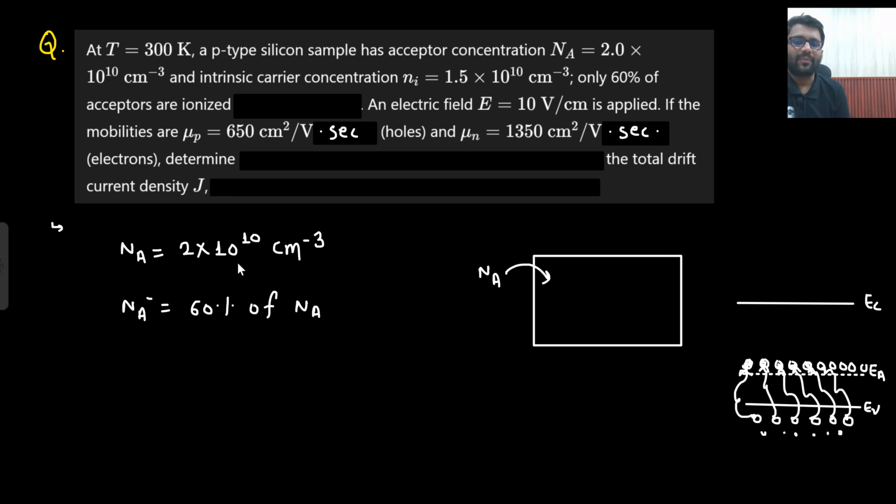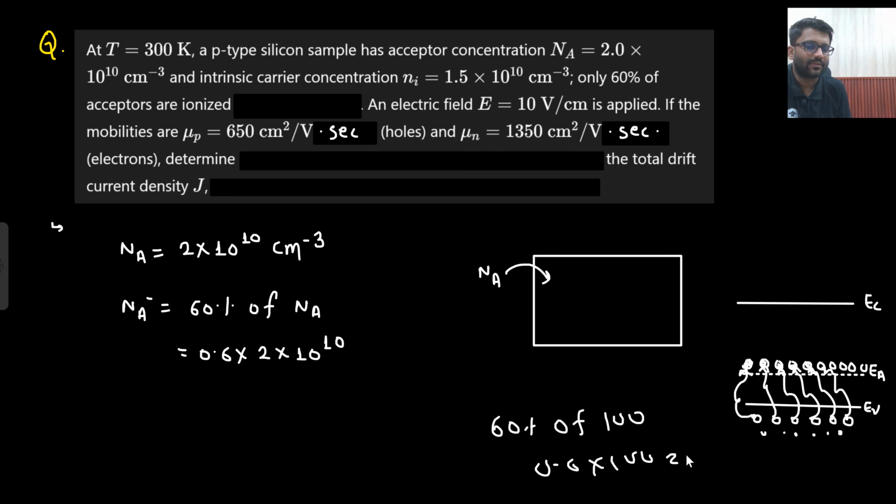So here also the same thing is happening. 2 × 10^10 acceptor atoms you doped, but only 60% of the acceptor atoms are useful for you. This is what you can understand. So 60% of this, what would that be? 0.6 multiplied with 2 × 10^10. I hope you know how to calculate 60%. 60% of 100: I got 60% of marks. What does that mean? 0.6 × 100, that means I got 60 marks. So I am just multiplying with 0.6.